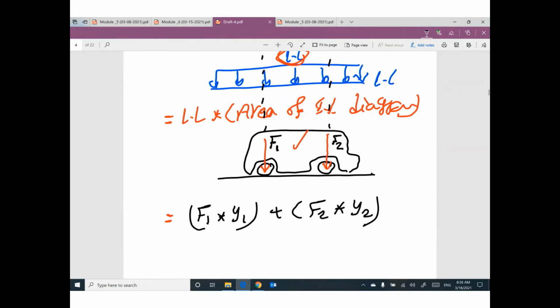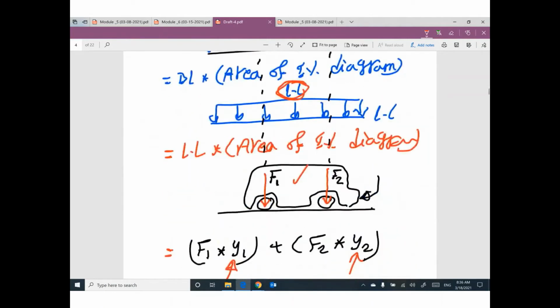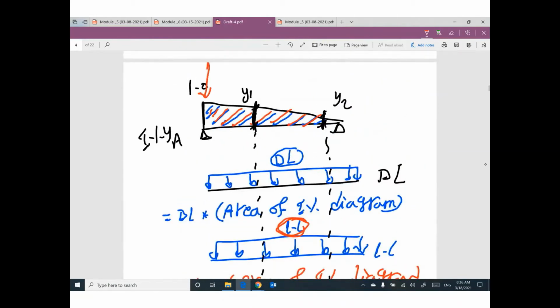So we would like to first position this truck to get maximum effect. So we need to increase Y1 and Y2. So what do you think? I believe I will move this truck back a little bit to make sure that F1 will be here and F2 will be here. Because F1 and F2, the weight of the truck, are constant. So we need to multiply them by the maximum value from the diagram. So we need to locate the truck at the position that can give us maximum effect.